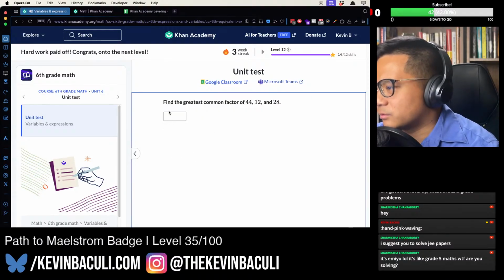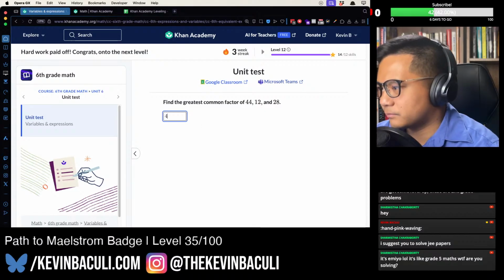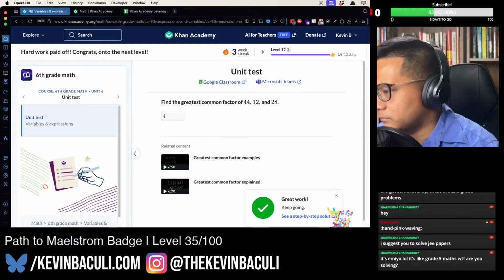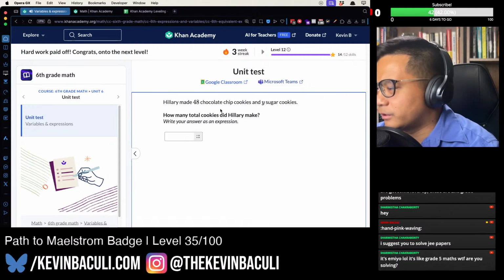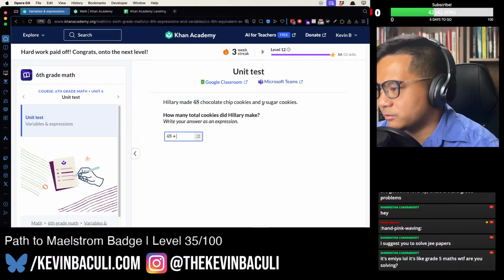Greatest common factor, I see 12. No, not 12. Could be 4. Here you made 48 chocolate chip and white sugar cookies. How many? 48 plus y.